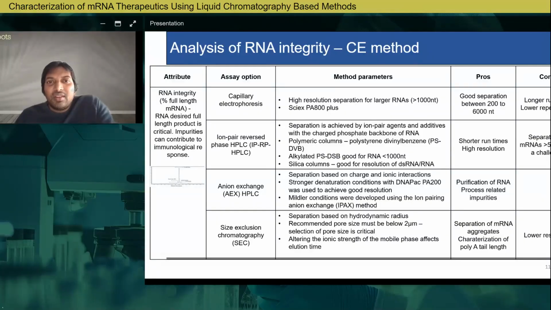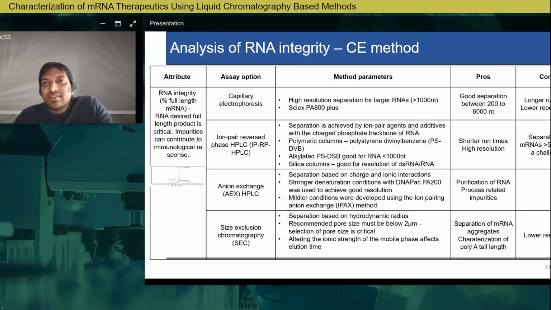The quick and user-friendly assay option people normally use is capillary electrophoresis. It has high resolution and separation for larger RNAs, which ideally have more than 1,000 nucleotides, and those are easy to run on capillary electrophoresis. A separation between 200 and 6,000 nucleotides is a very good separation, based on the standard curves produced for this capillary electrophoresis.